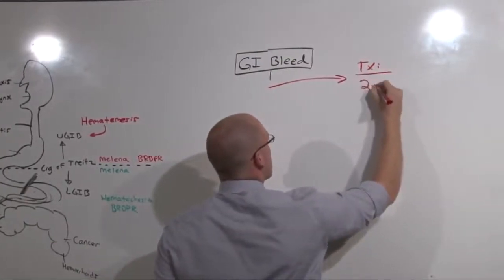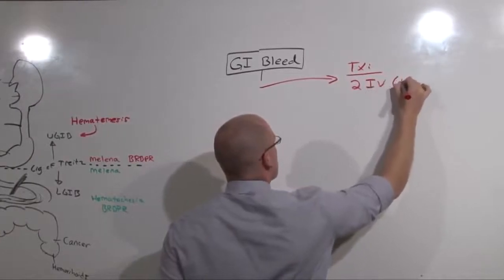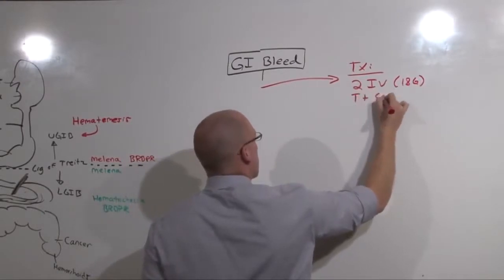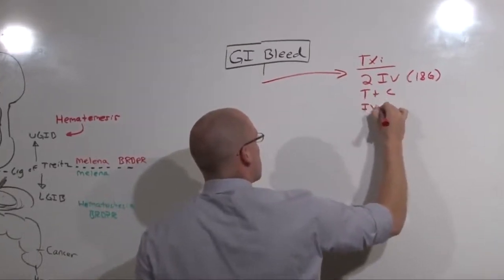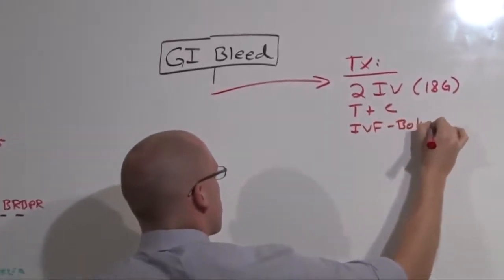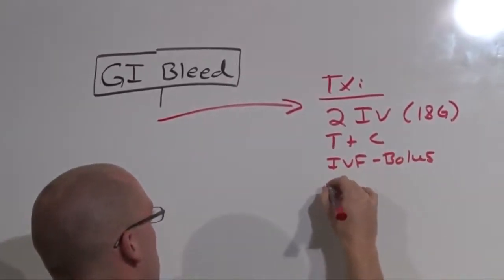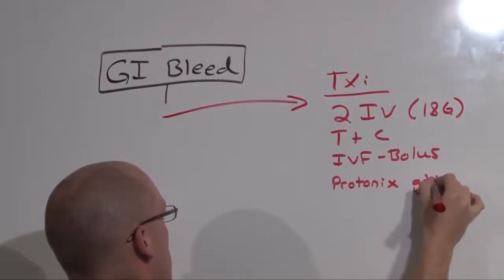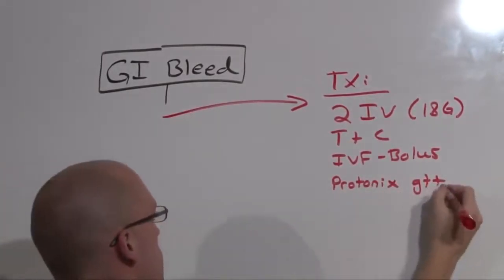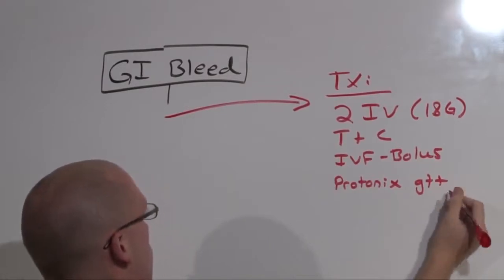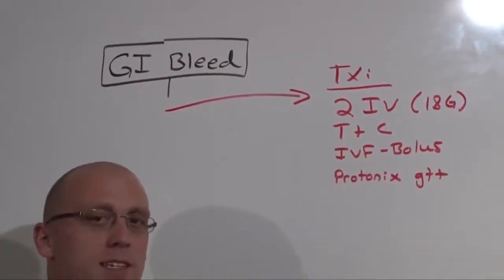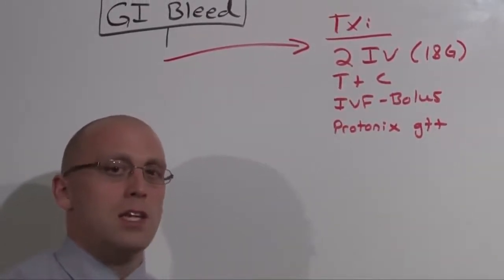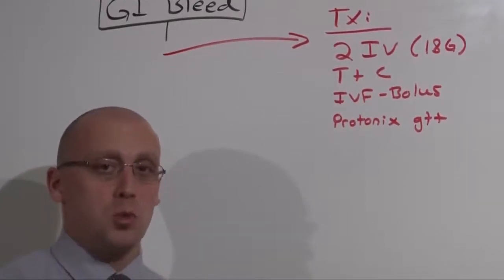Every patient gets 2 large bore IVs, that is 18 gauge or larger, at the AC or higher. You type and cross for blood, start giving intravenous fluids, generally at a bolus rate, and start a protonix drip. Any PPI will do. This is started at 80 milligrams IV times 1, then 8 milligrams per hour. The idea is that resuscitation is more important than diagnosis. You can dump blood products into someone with multiple lines.